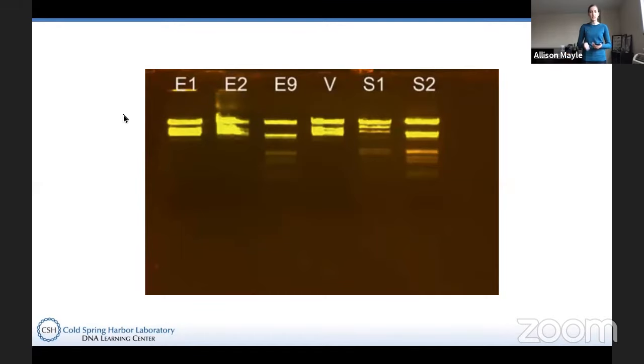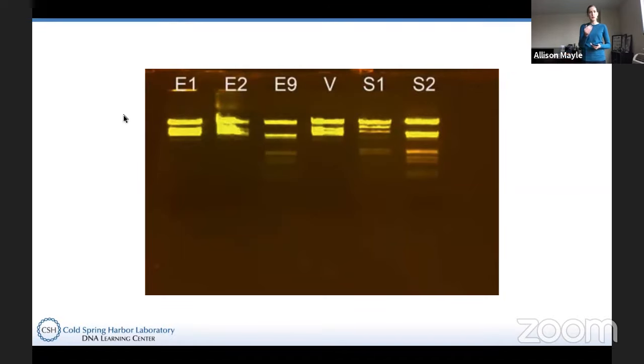And there are some bands that are smaller DNA that are further away from the top of the gel in suspect 1. And it definitely doesn't look like suspect 2, which has a lot more bands going down. So I think evidence 1 and evidence 2 look the most like the victim's DNA in this case.